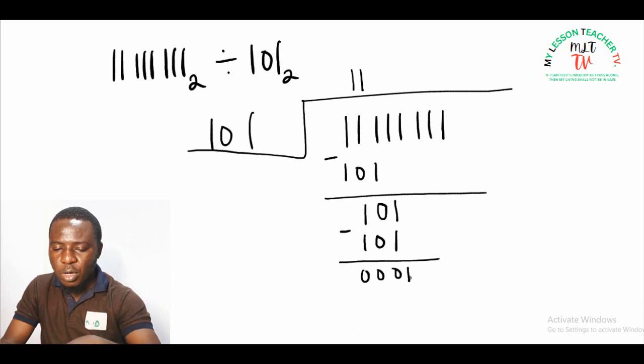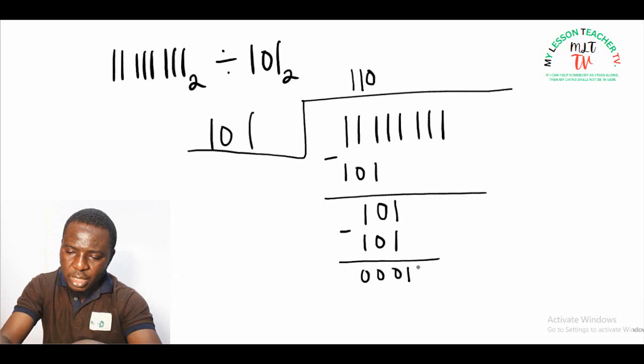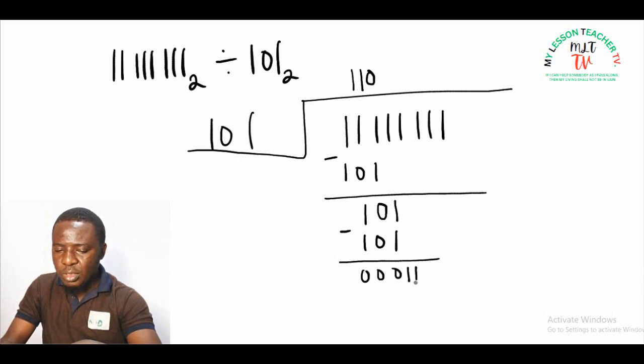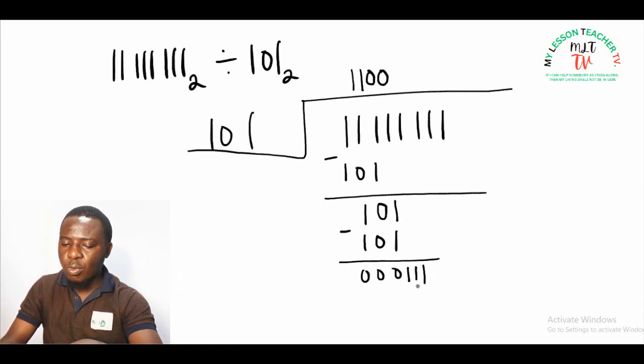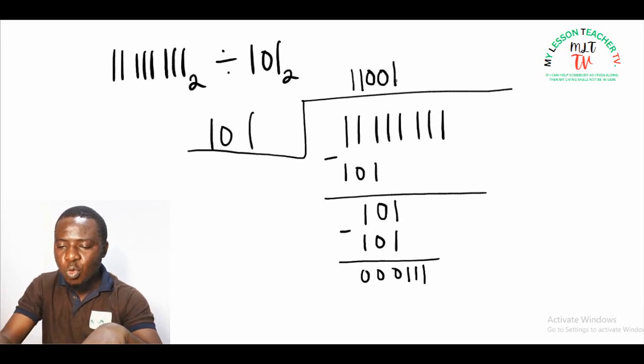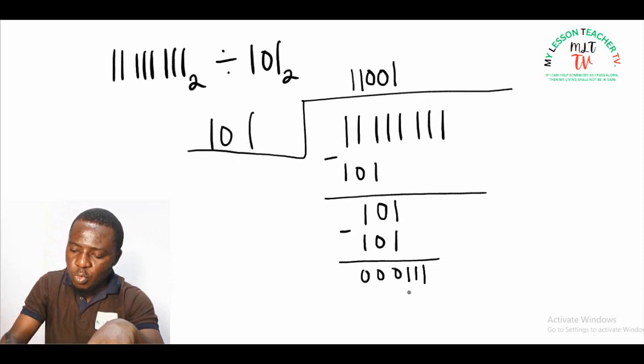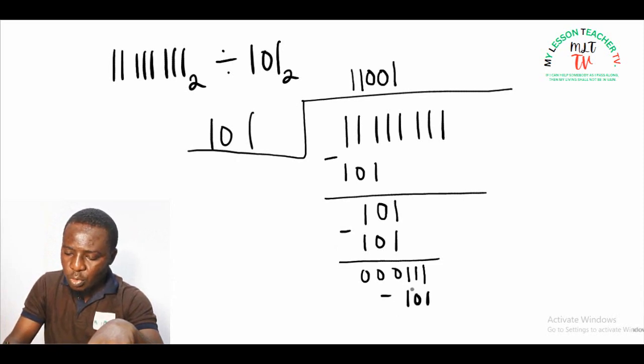1 divided by 101, it cannot. You add 0 here and bring down the next digit, just like what we normally do in base 10. 11 divided by 101, it cannot. You add another 0 here and bring down the next digit. This becomes 111. 111 divided by 101. Remember, 101 is 5. 111 is 7. So it will go 1 time. 1 times 101 is 101.